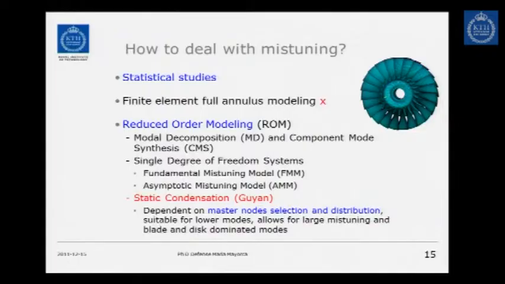Then I talk here about a third method, which is a static condensation technique, which is Guyan, and I also use this in my thesis. In this case, it's based on the static deformation of specific master nodes. It requires the selection of master nodes, and the accuracy depends on the number of master nodes we use and on their distribution. But the good news about this method is that it can be a little more expensive than the single degree of freedom, but it also allows for large mistuning. And also, it's compatible with some methods that I will explain later.